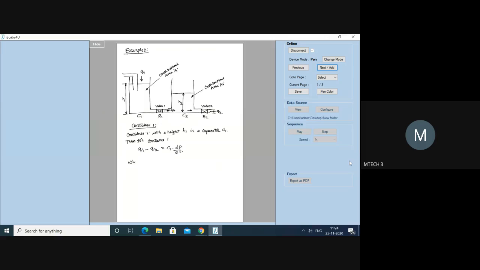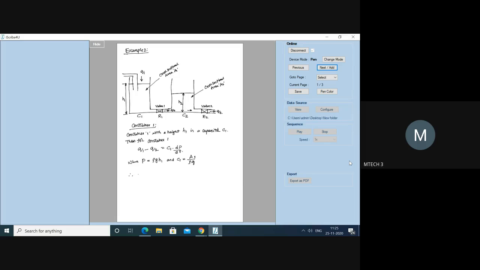Similarly, we'll write in a similar line so that it is easy for you to remember. P in terms of H is rho g H1. And what is C1? C1 is A1 divided by rho g. Clear now?